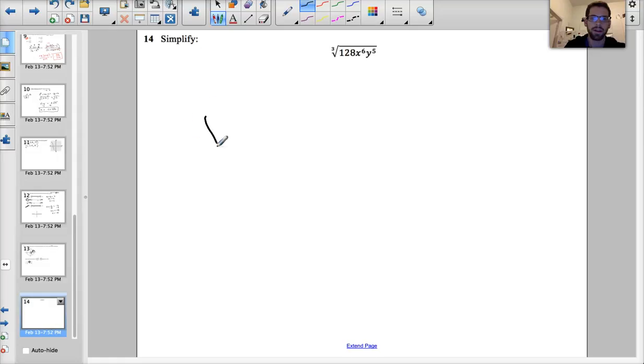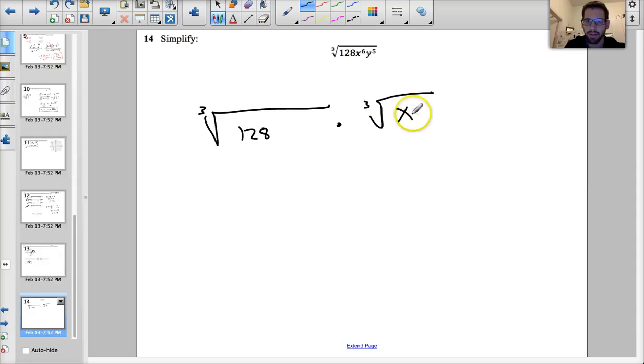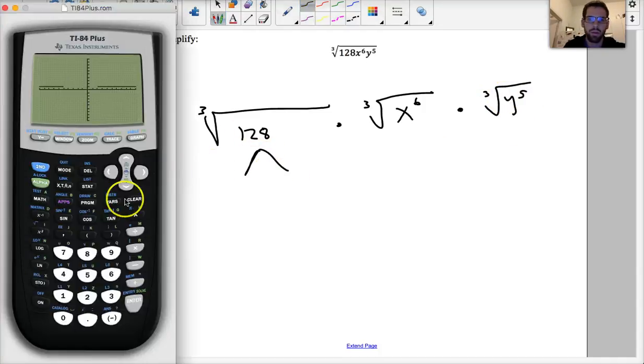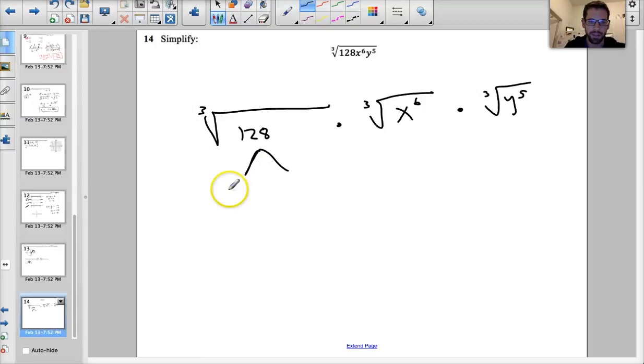All right, finally, let's simplify this thing. So I've got the cube root of 128 times the cube root of x to the 6th times the cube root of y to the 5th. So I'm going to break this apart and I'm going to look for groups of 3. So 128, let's do it. 128, I know it's divisible by 2, so that gives me 64 times 2.